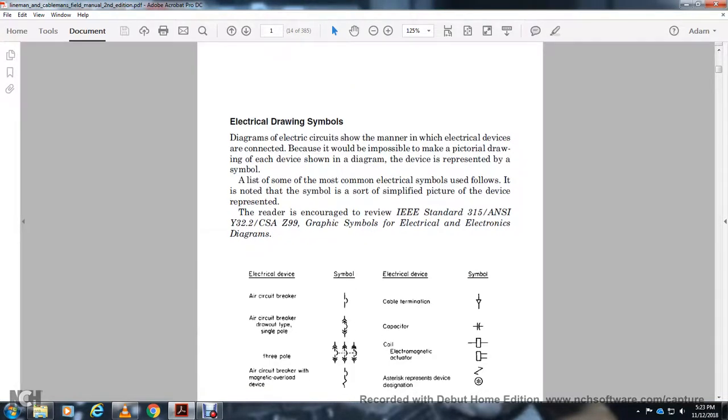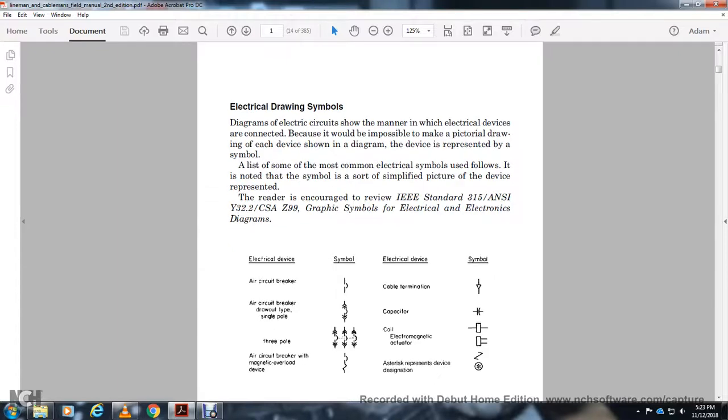All right, this shows the air circuit breaker with a convex breaking between the lines. Air circuit breakers, double draw out loop. The double arrowhead convex break, three poles, three different lines, with a dotted line in between the convex and double arrow breaks on each line. The air circuit breaker shows the convex line with a zigzag and the magnetic overload. The cable termination shows the empty triangle embedded in the line. Capacitor.